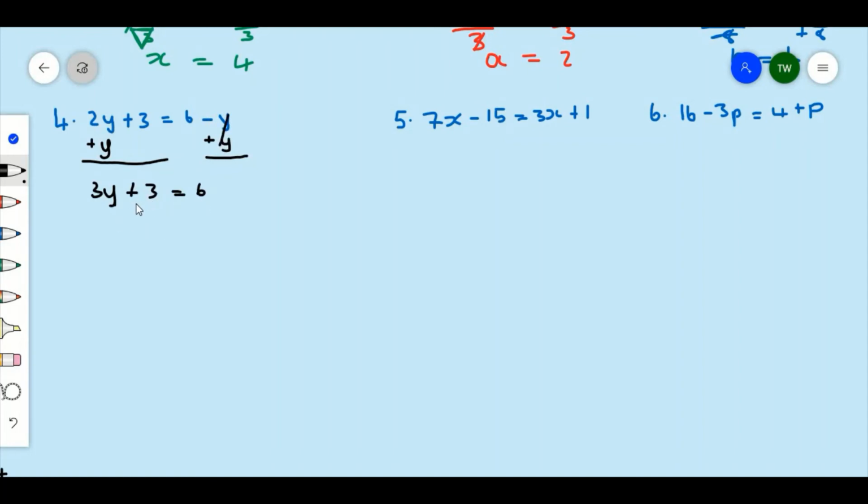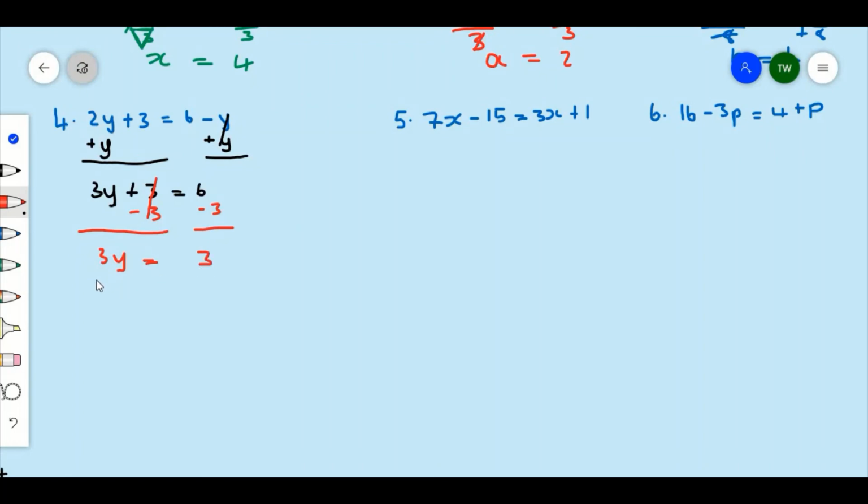So here we need to get rid of this plus 3. So what we're going to do, we're going to add 3 to both sides. Sorry, we're going to subtract 3 from both sides. And if we subtract 3 from the left hand side, positive 3 minus 3, that's going to give us 0. So we're left with just 3y is equal to 6 minus 3, that's going to leave us with 3.